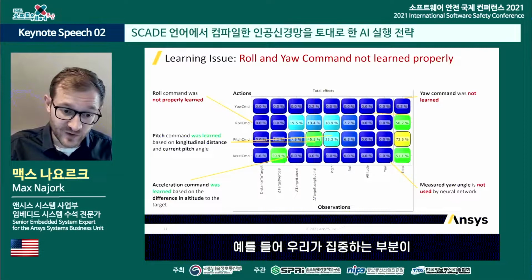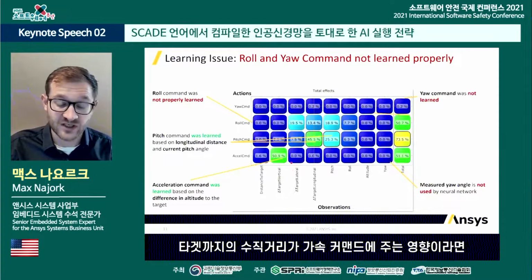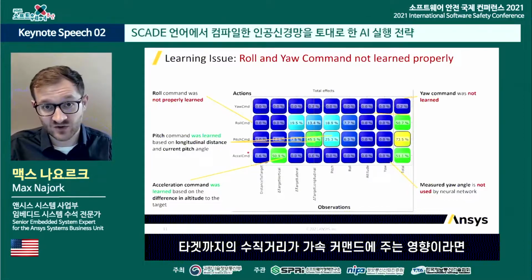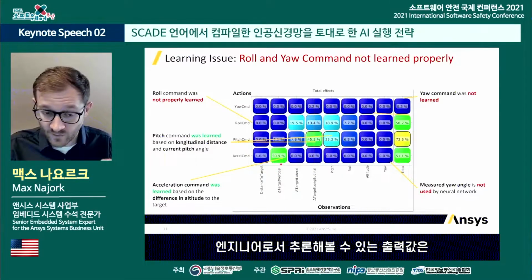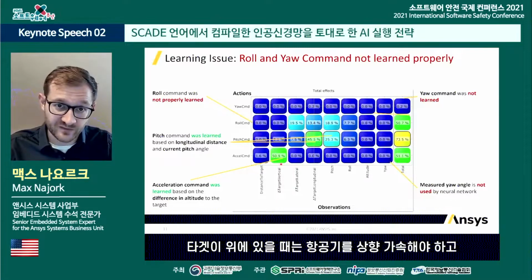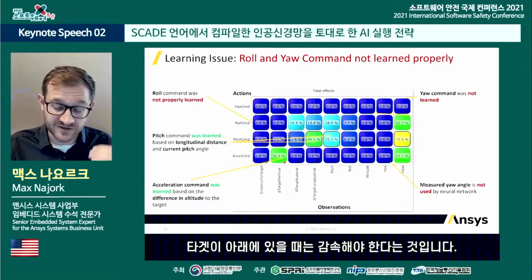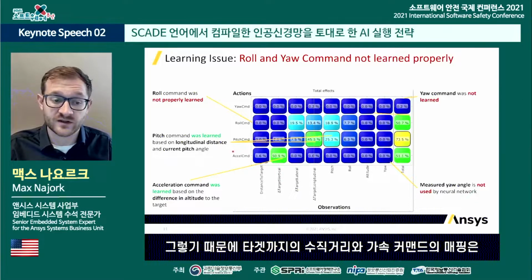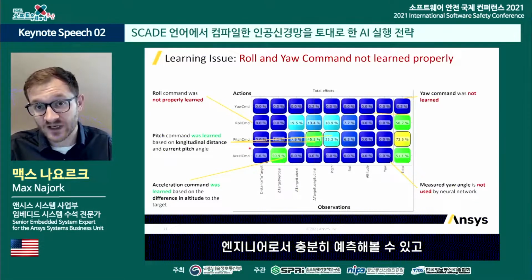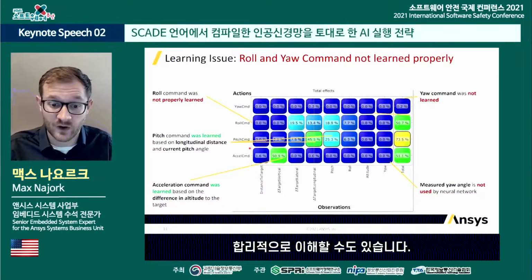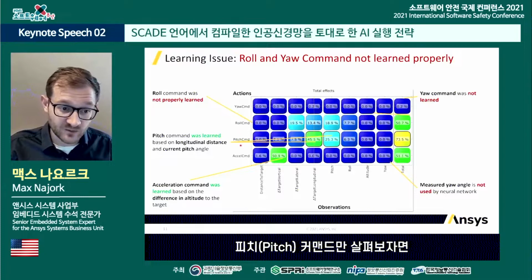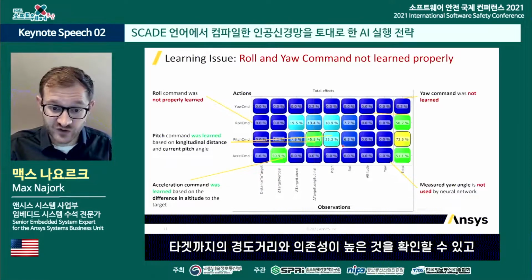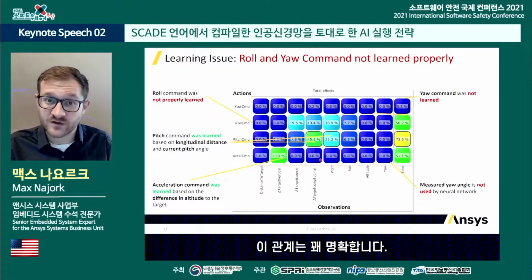For example, if we focus on how the vertical distance to the target affects the acceleration command, we can reason as engineers that when the target is above, we need to accelerate to reach the target. When the target is below, we need to decelerate the aircraft. So this mapping between the vertical distance to the target and the acceleration command is something we certainly expect as engineers, and that makes sense to our knowledge. On the pitch command itself, we can see it has a strong dependency on the longitudinal distance to the target, which makes sense, and on the pitch angle. So that looks quite solid.